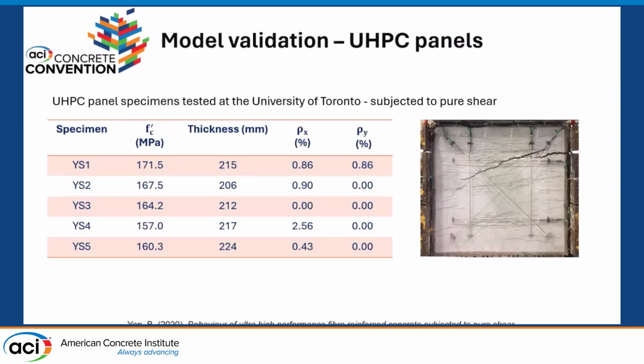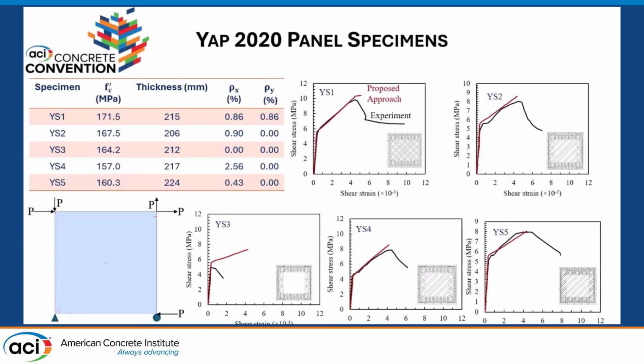So now for our model validation, we started off with UHPC panels, which were tested at the University of Toronto. The experimental program was designed to study the influence of different levels of in-plane conventional reinforcement on the pure shear behavior of UHPC panels. We can see here how we did our model first. We did a model with a single element with boundary conditions that simulate the pure shear behavior of UHPC panels. And we can see that our model performed reasonably accurately in modeling the response of the UHPC elements.